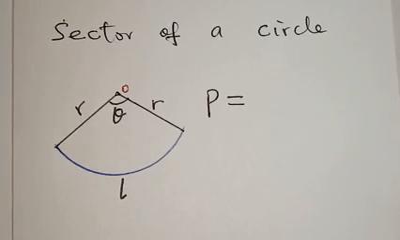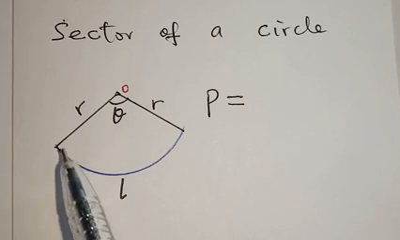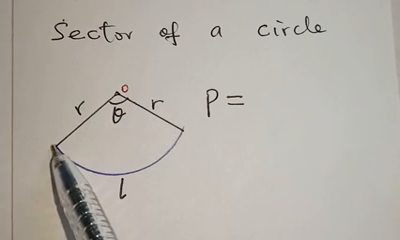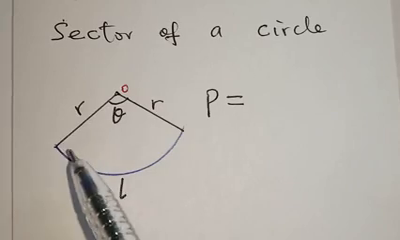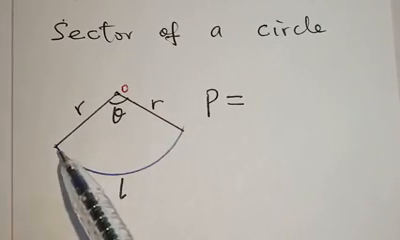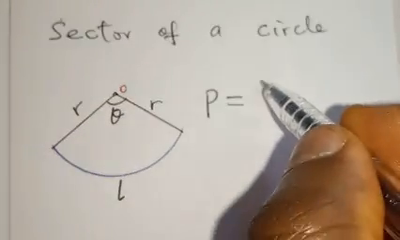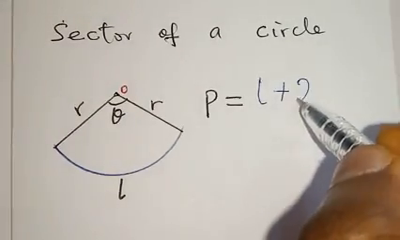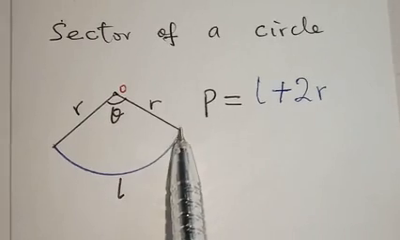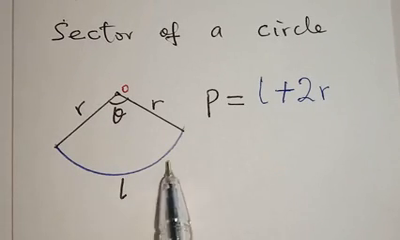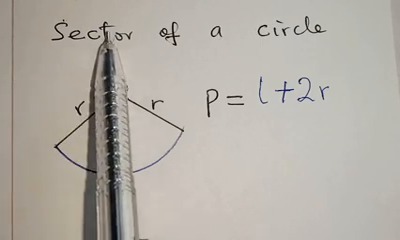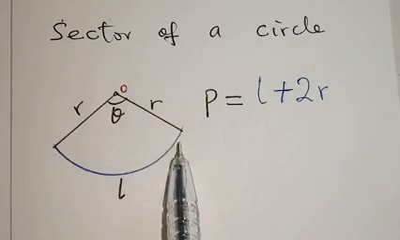I want us to observe this sector. We want to find the perimeter of the sector, and we have said perimeter is the borderline. So this is the borderline of this sector. So the perimeter will be L plus r plus r. That means L plus 2r. But we know that L is the length of the arc. The length of the arc is a fraction of the circumference of a circle.